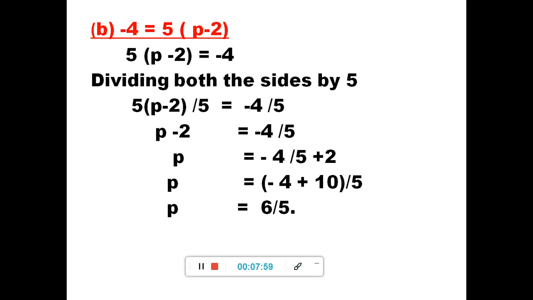Now B, minus 4 equal to 5 multiplied by (p minus 2). So 5 multiplied by (p minus 2) equal to minus 4. Dividing both the sides by 5.